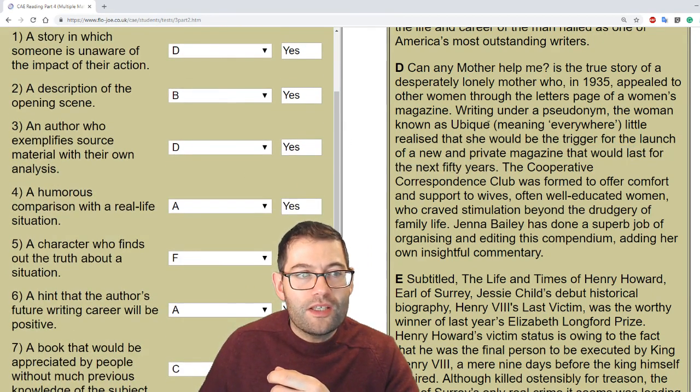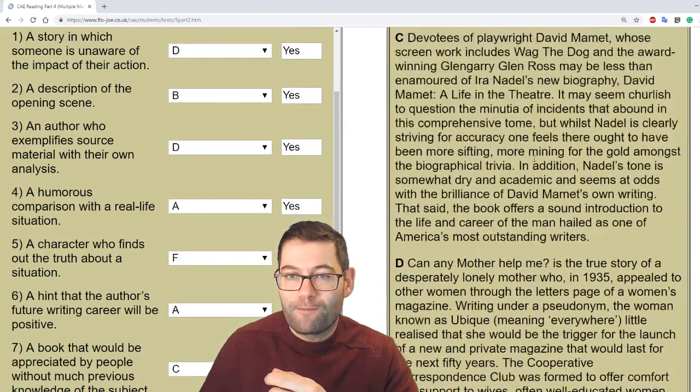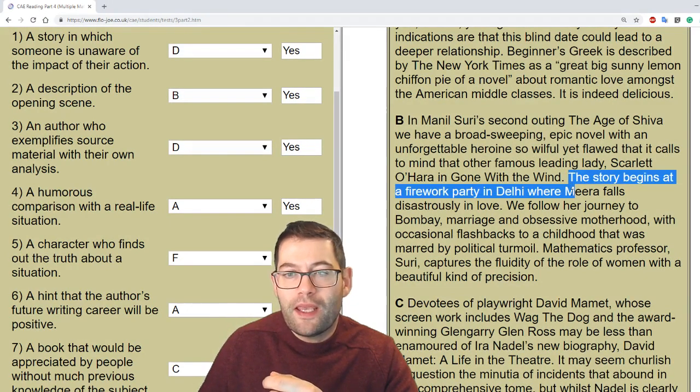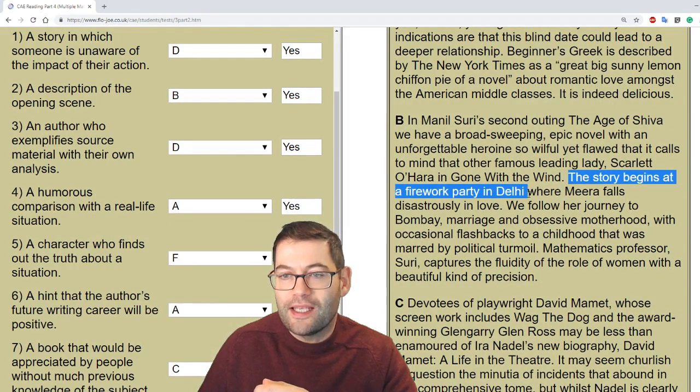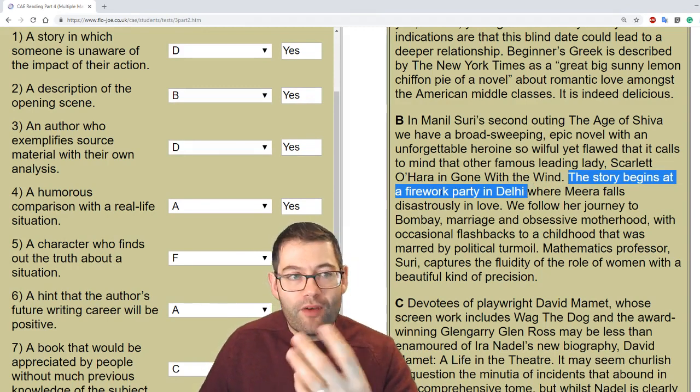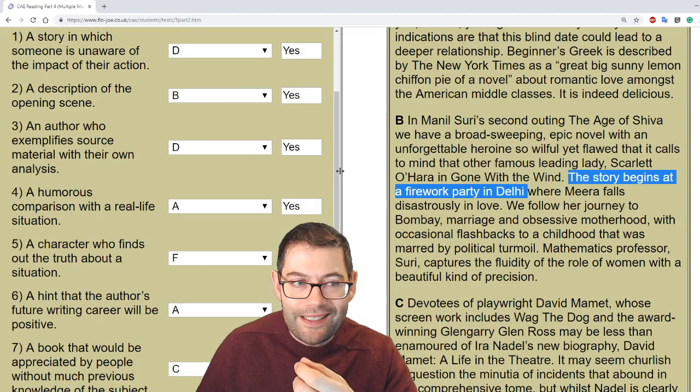For number 2, a description of the opening scene. And we can see this in B. The story begins at a firework party in Delhi. So the story beginning is a clear reference to an opening scene.